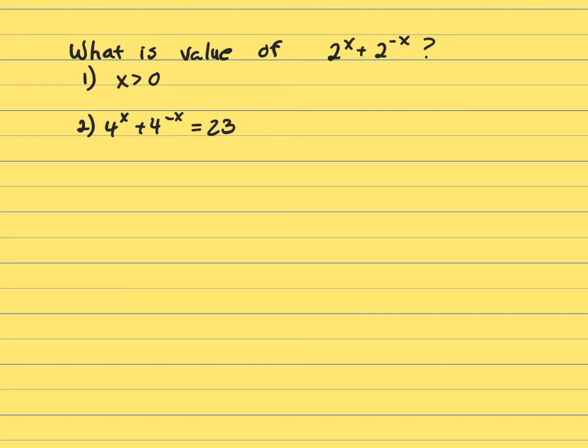Clue 1: x is greater than 0. That means x could be 1, 2, 3, 4, 5. So we can't find the value of this because we do not know what x is. There's too many choices, an infinite number of choices.